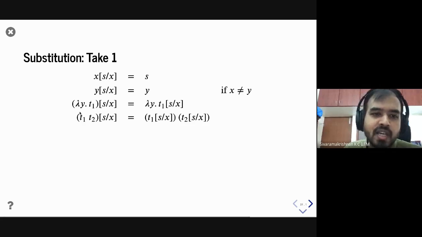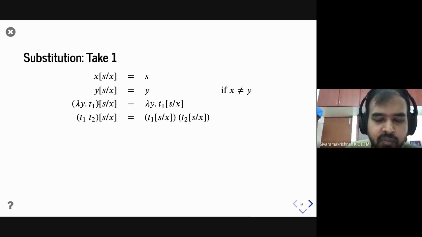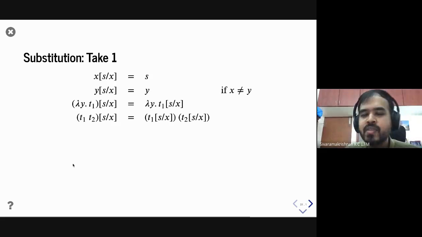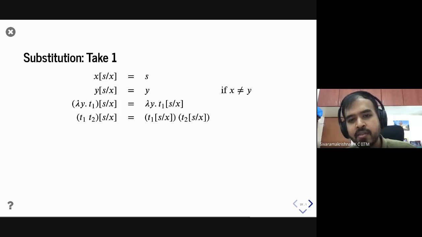And what about a lambda term? Let's just do the basic thing. If lambda y dot T1 is the term in which we are substituting S for X, then just replace S for X in T1. Again, the bracket is here, and that's the important bit. Here we are replacing in the whole term. All I'm saying is, if you want to replace in the lambda, just go ahead and replace it in the body of the lambda. You can sort of see where this breaks.